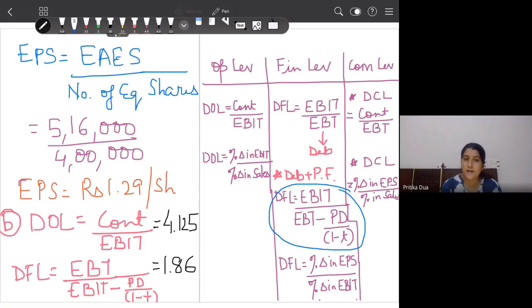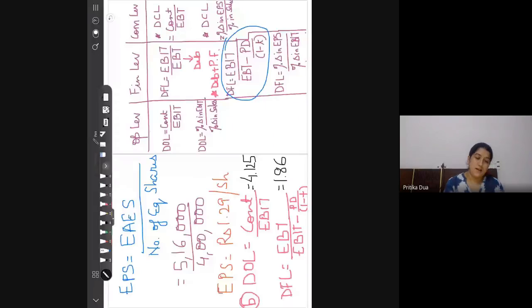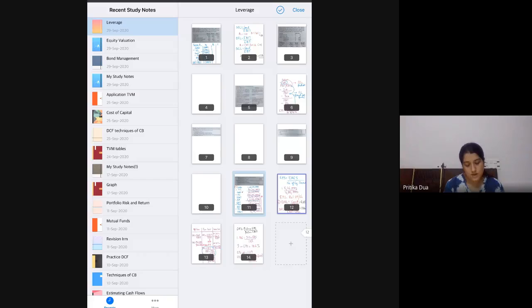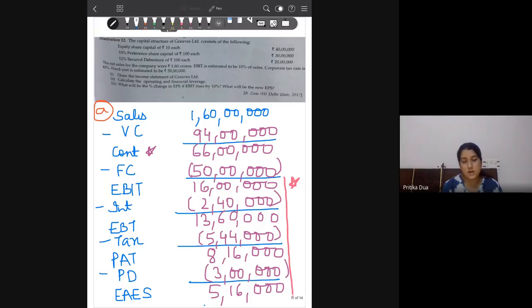Okay, so degree of financial leverage में जो आपका EBT है उसकी वैल्यू EBT is 13,60,000 minus 3 lakh divided by 1 minus 0.40, 0.60 से divide करोगे, you will get the answer as 1.86. ध्रुव एक बारी solve करो, you will get the answer. Okay, ma'am, solving. Okay. Okay, any other doubt? We come to the next question.